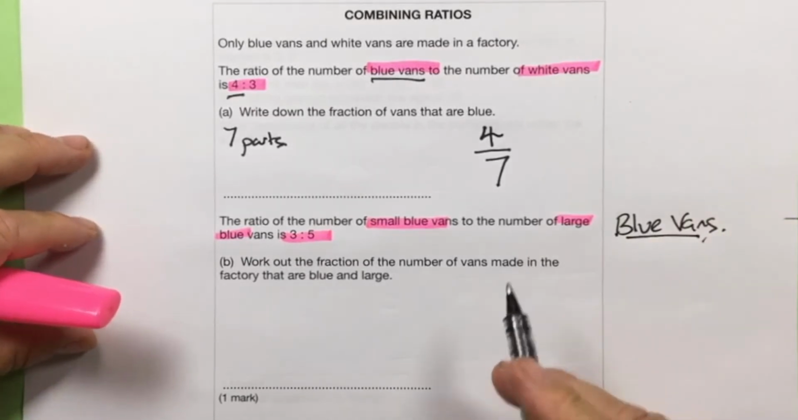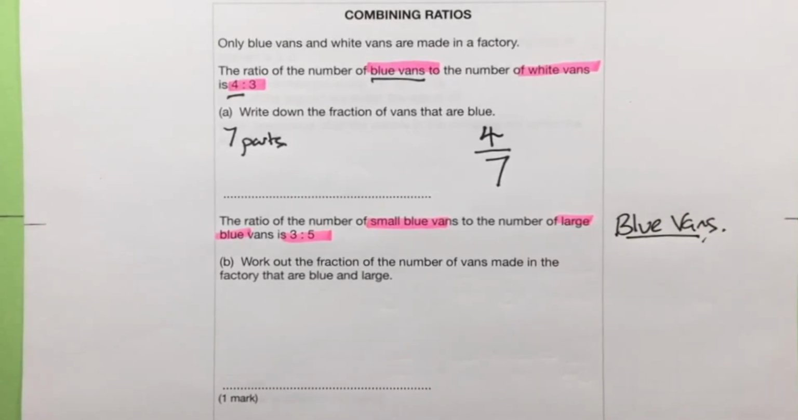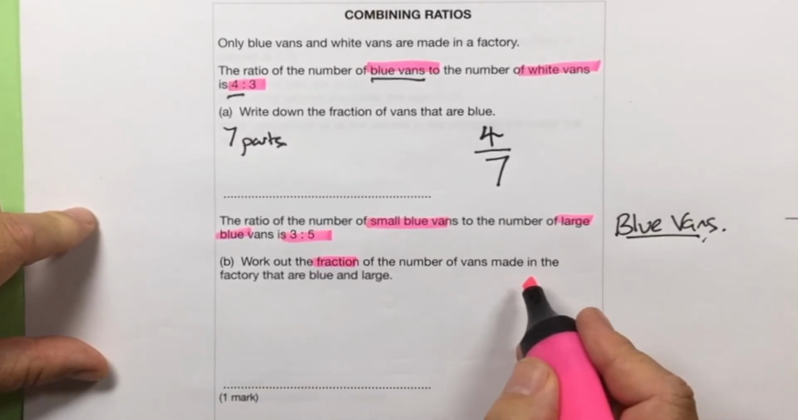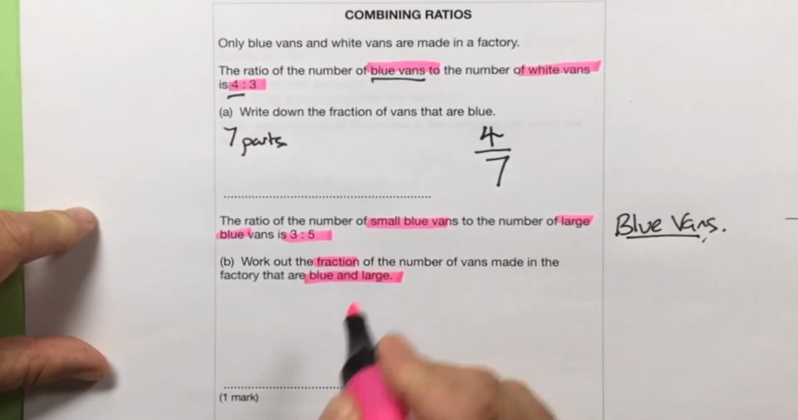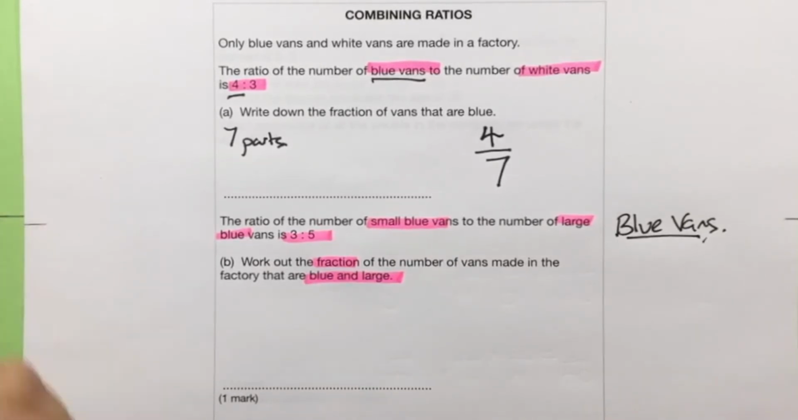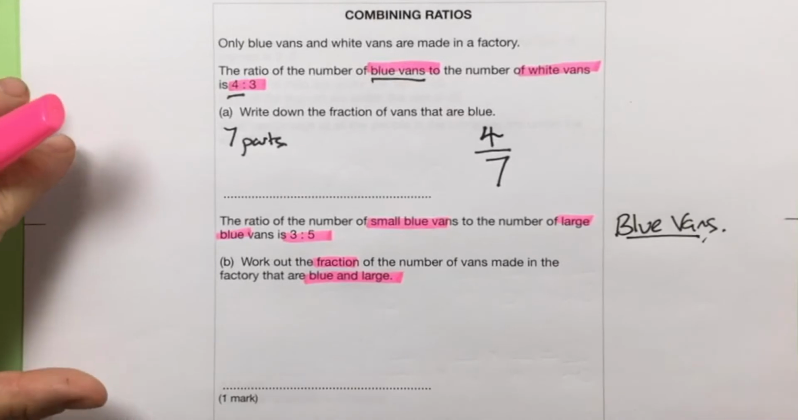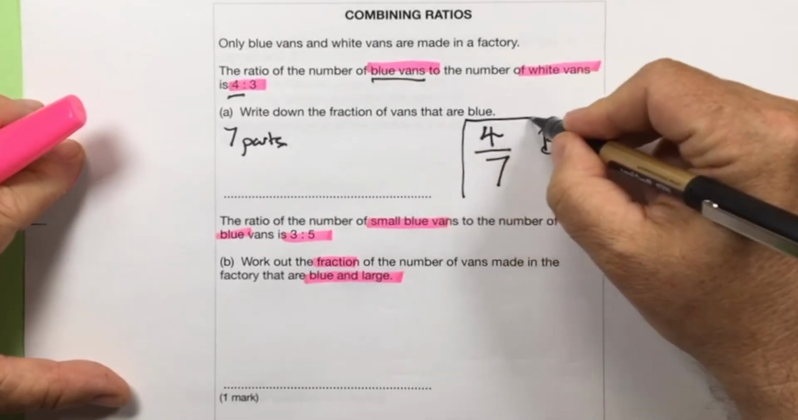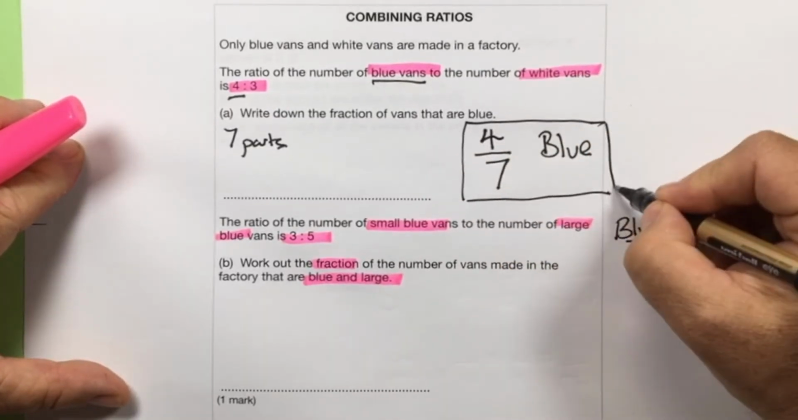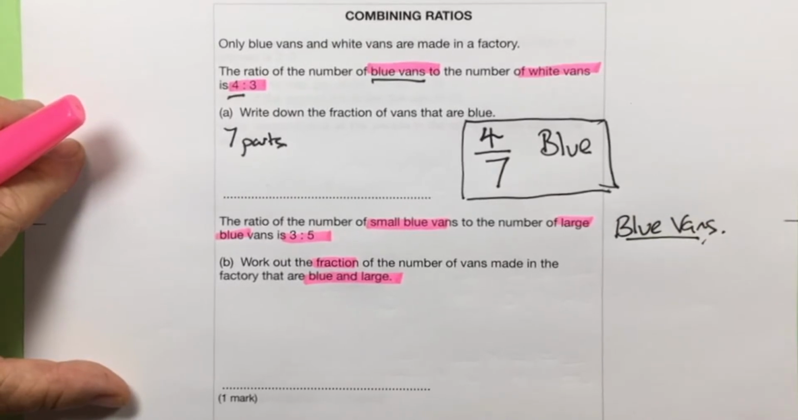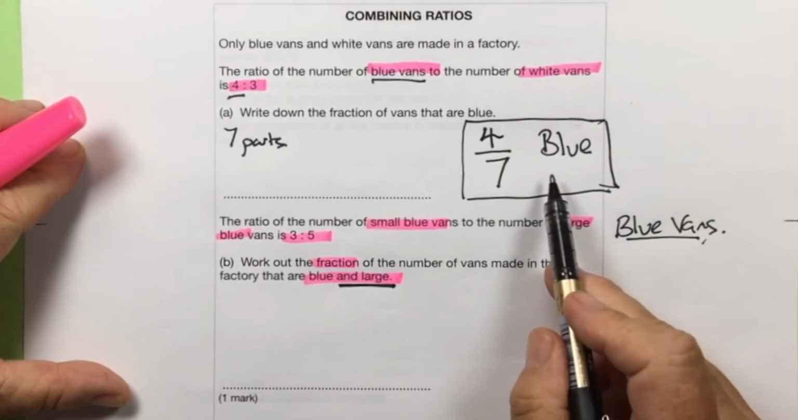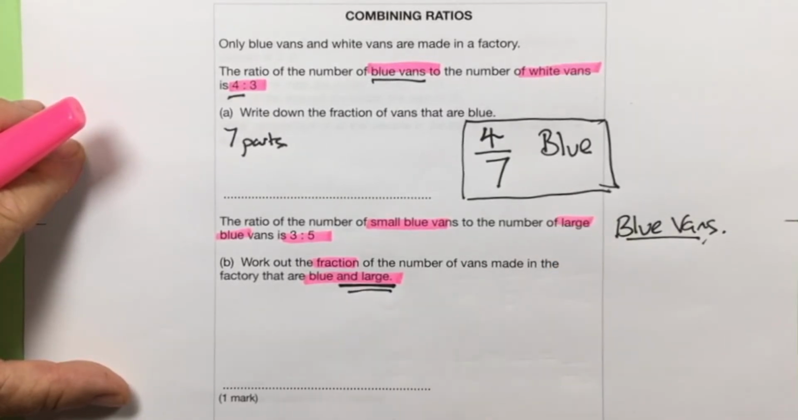So we've got the ratio. Before we try to jump in at the problem, let's understand the problem. Work out the fraction of the number of vans made in the factory that are blue and large. Do you see that? Blue and large. Now, in terms of fractions, if you look up here, we've already found that 4/7 are blue. We've already worked that out. So we're going to be needing to use that. But we want blue, have a look at the question again, and large. We've got the fraction that are blue. We therefore need the fraction that are large.